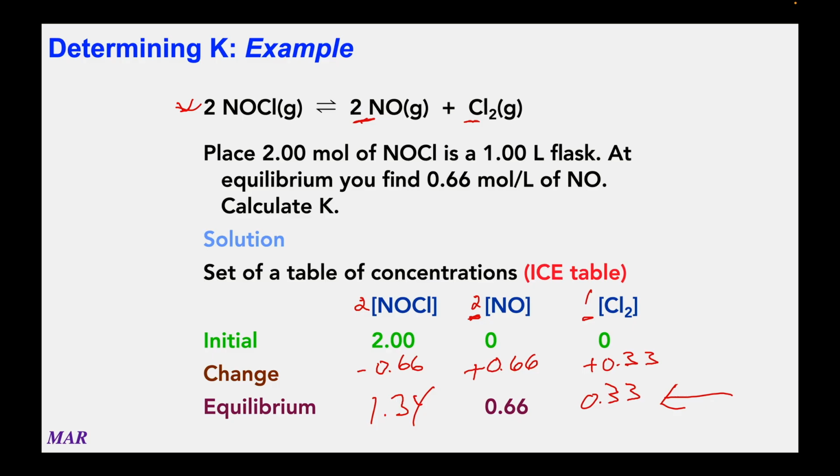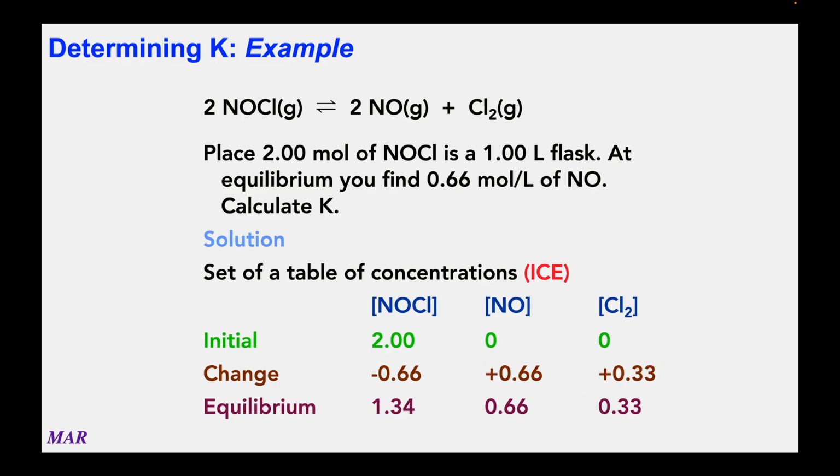But at the end of the day, just remember, the change line will reflect the stoichiometry perfectly. And since we have a 2-to-2-to-1 ratio in the balanced formula, that is reflected in the numbers, like absolute value, all those numbers, 0.66 to 0.66 to 0.33, that's 2-to-2-to-1. However, reactants will go down. In this case, that's why there's a minus 0.66 under NOCl, and the products will both appear, positive 0.66 and positive 0.33 respectively. So here's the non-messy version, if you will, of that ICE table.